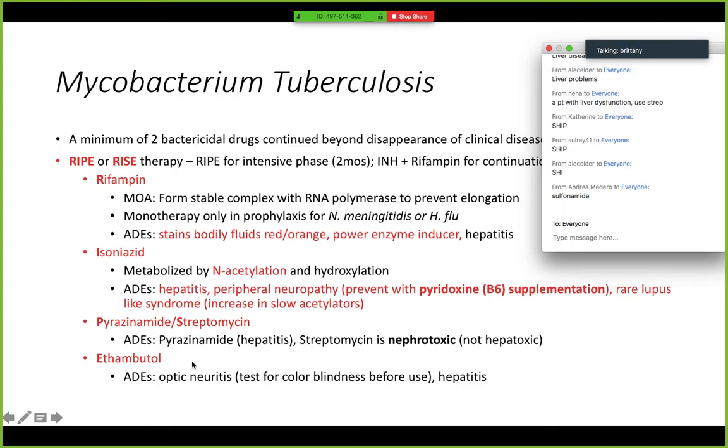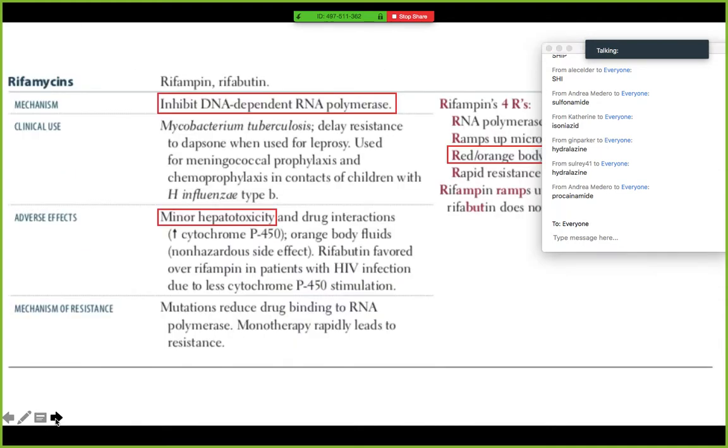All right, the last one is ethambutol. The way I would suggest remembering its adverse effect is when you think of ethambutol, think I-thambutol, so EYE-thambutol. And that will hopefully trigger your memory that you're looking for optic neuritis. Okay, you guys got that SHIP mnemonic right, so make sure you know that for tomorrow.